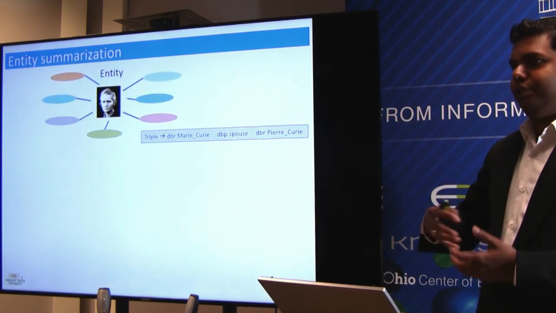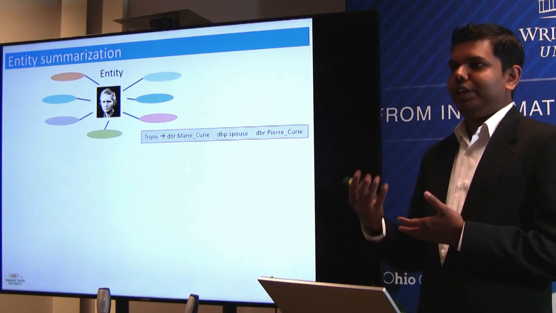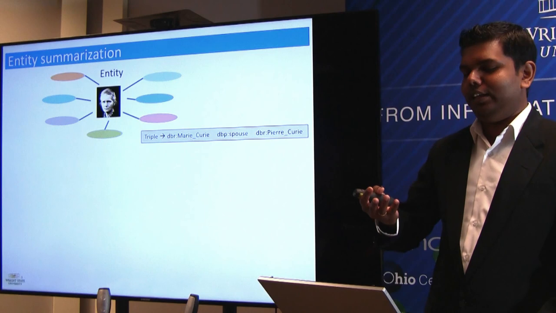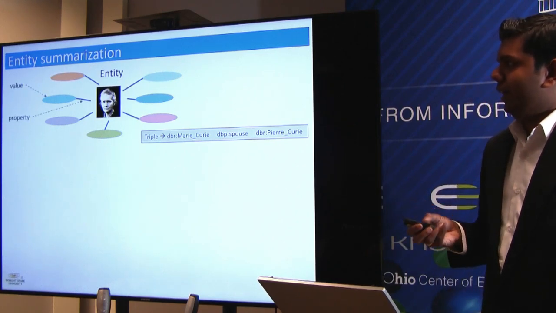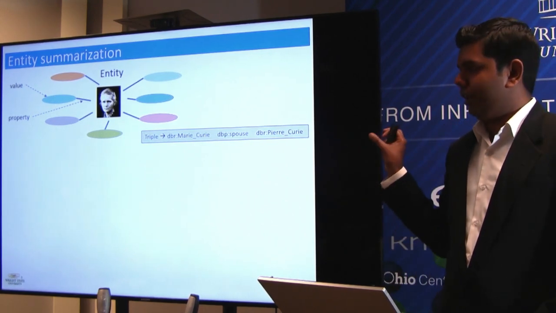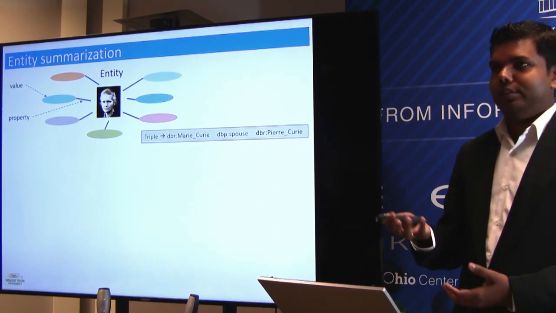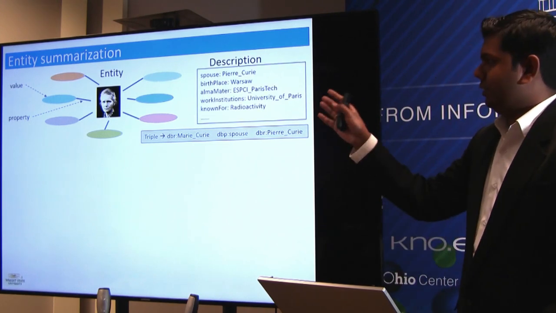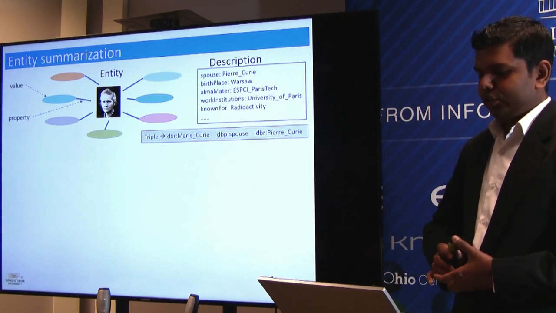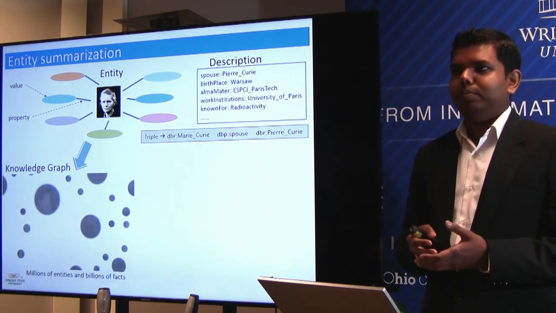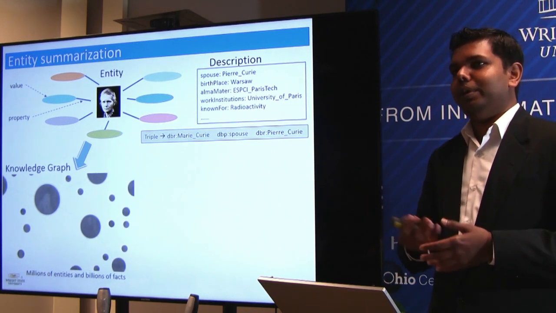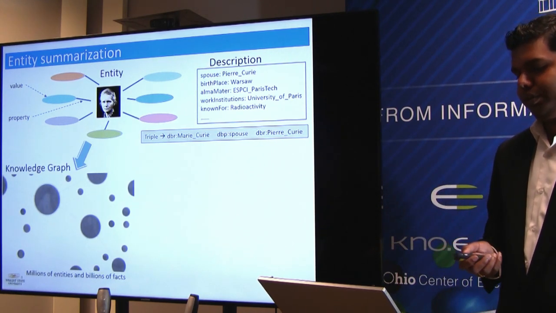And since we have that much knowledge, we need a way of summarizing. So basically, we call an entity a real world thing. We represent that entity detail using property and value. We call them a feature. I'll explain the notions later. So this is a sample description of that entity. So these entities make up the knowledge graphs and data sets that we have seen earlier. So there are millions of entities and billions of facts in the form of triples.